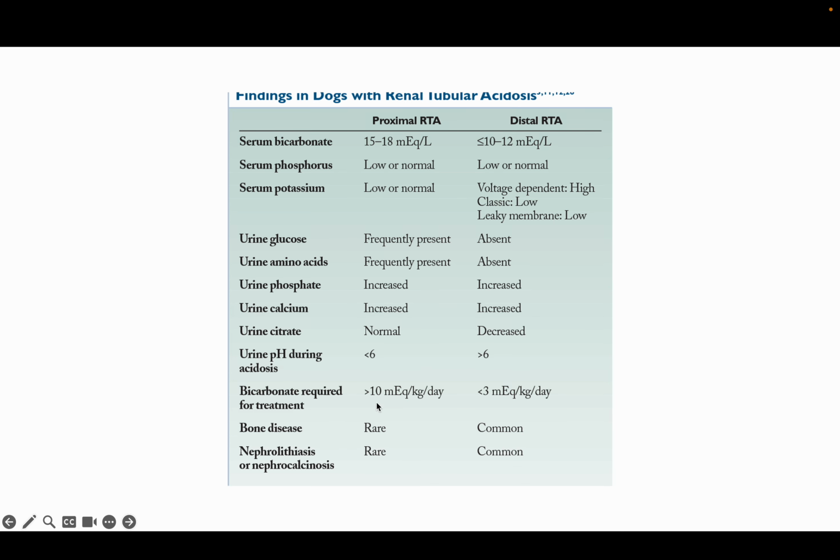Which requires more bicarbonate? Proximal RTA requires more bicarbonate. As you can see, in children it requires almost 5 to 50 millimoles per kg per day. In children you go for full correction, but in adults you only need to maintain bicarbonate at 18 or so. In distal RTA you need to correct the bicarbonate to 22, the higher limit of normal, whereas in proximal RTA you need to correct to the lower limit of normal. So that is about the RTAs. Thank you.